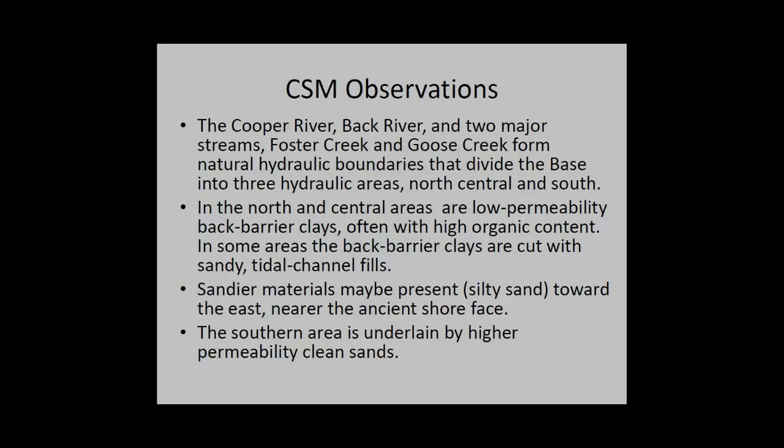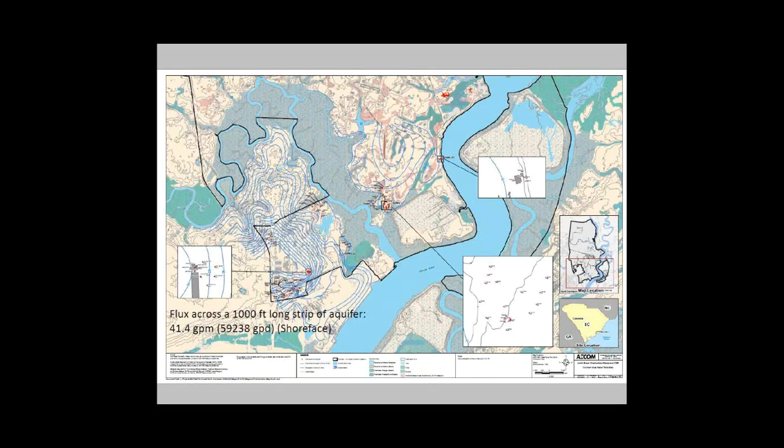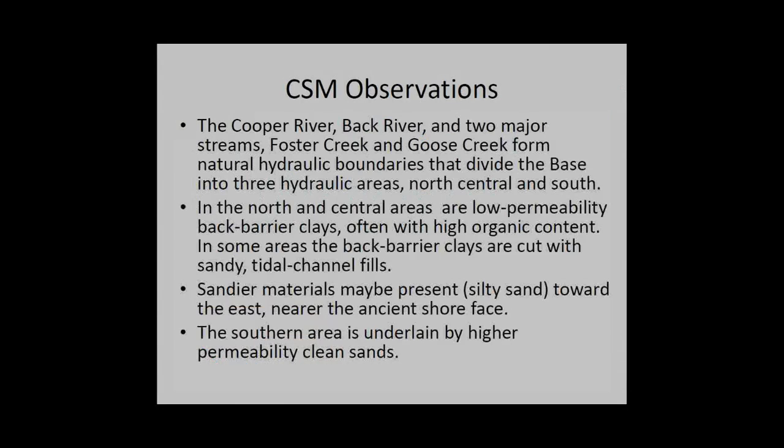I might, before I go on, mention that this area has my calculation in the beach dune sediments for aquifer material flux across a 1,000-foot long strip, which ranged from 40 to 60 gallons a minute. So that's the major aquifer. And that aquifer is used. And it strikes me in terms of contaminant cleanup that the major aquifer is also the easiest one to clean up.